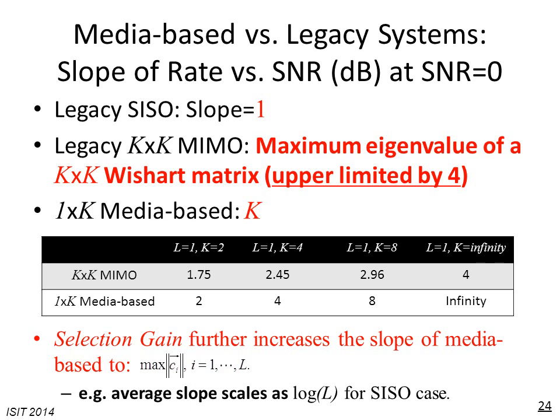Now, as I mentioned before, if we want to also use the selection gain to further increase the slope, the best scenario is to select the constellation point with maximum norm. So essentially, our selection gain will increase the slope based on the maximum norm, which scales with log L. Further detail of this is available in the article.